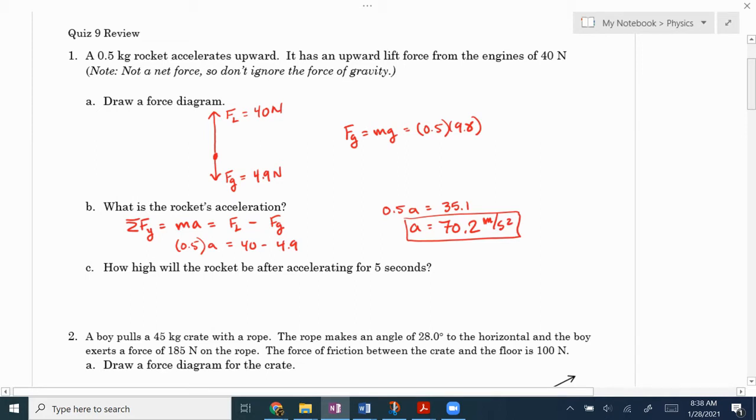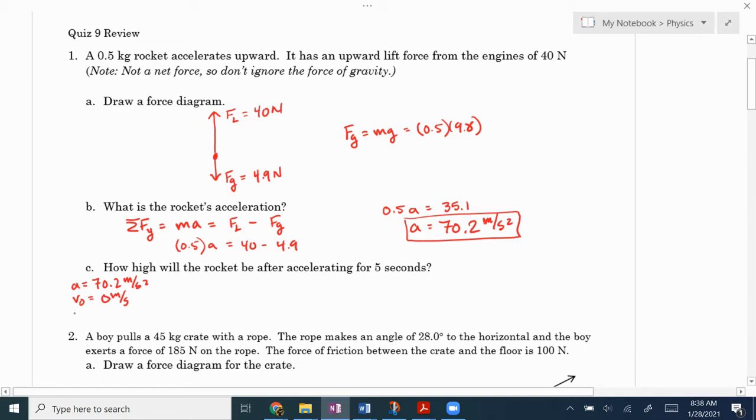How high will it be after accelerating for 5 seconds? So this is a kinematics problem. There won't be one like this on the test or on the quiz, so don't worry too much if you're still struggling with these. But we have our acceleration, which we know is upwards at 70.2. Let's just assume the initial velocity is 0.